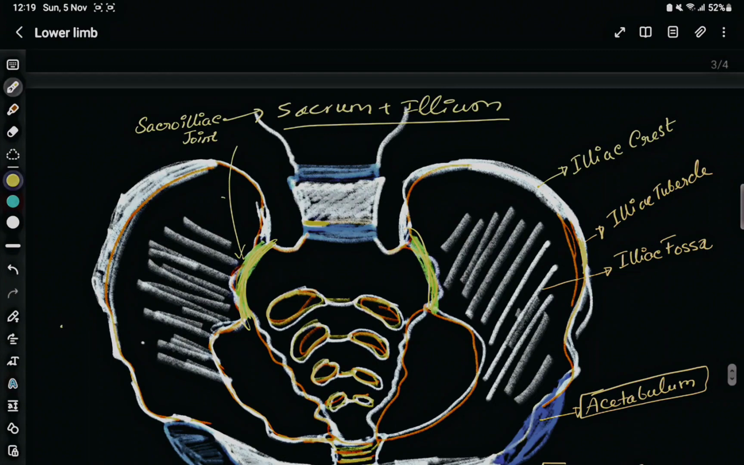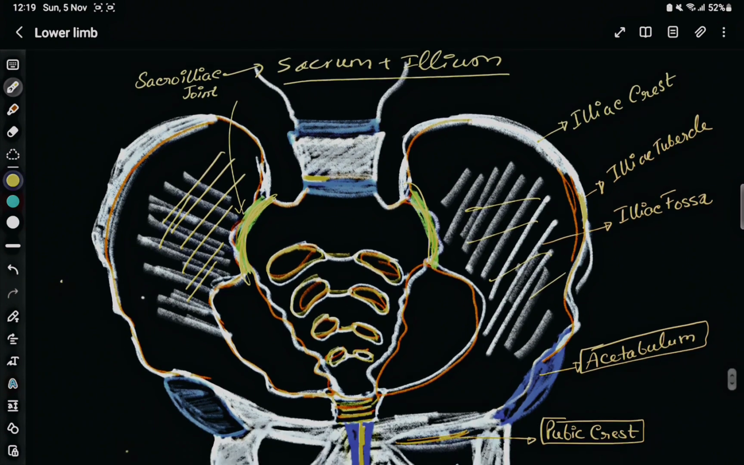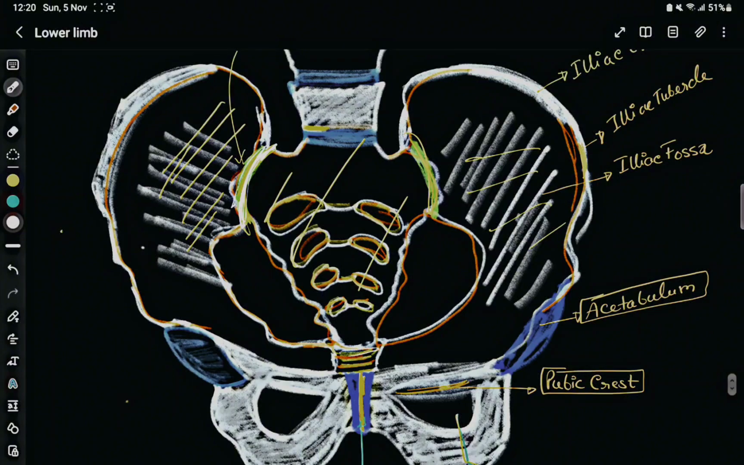Why is it the ilium? This is the ilium. This is the iliac fossa. You can see this is the iliac fossa, and this part is the sacrum. You can see, and this joint is the sacroiliac joint because it is joining sacrum plus ilium. This is called the sacroiliac joint. This is the coccyx. Remember coccyx. I'm writing it down, coccyx, sacrum.